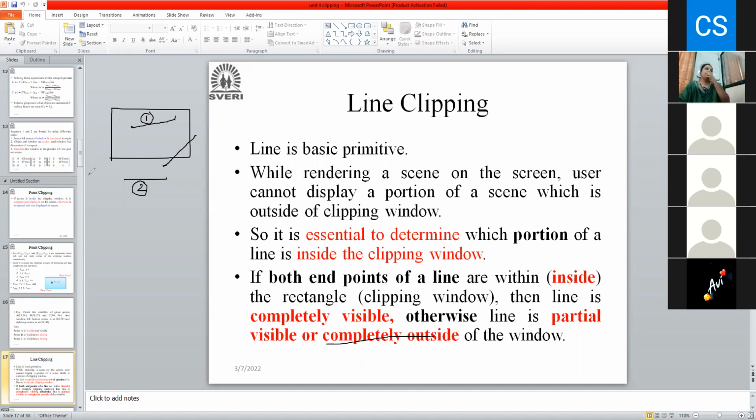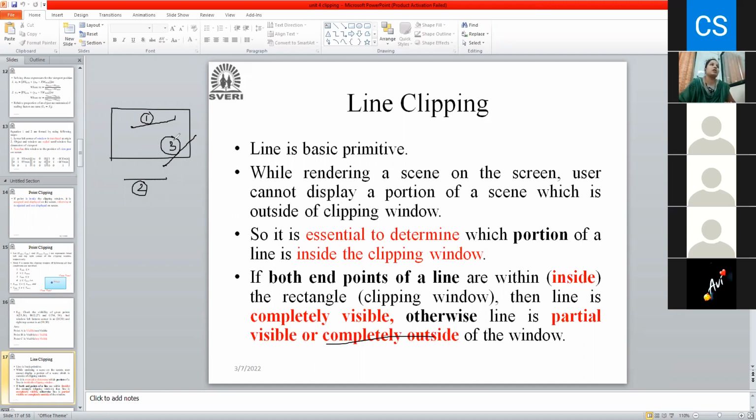So here, what does the test tell us? Both the endpoints are outside. But is it a completely invisible line? No. Even though both endpoints are outside the clipping window, some portion of the line joining the endpoints is passing through the clipping window, and that's why it is called a partially visible line.